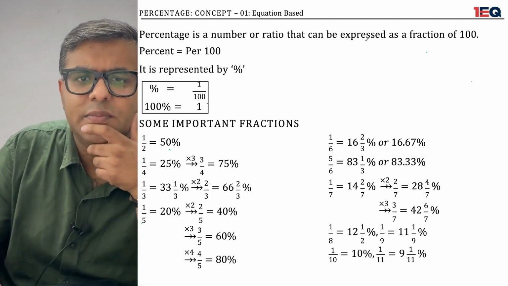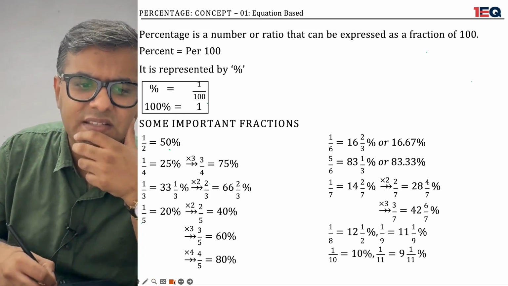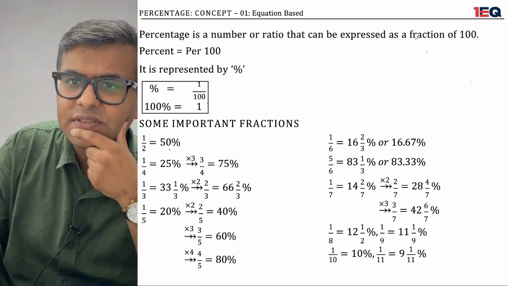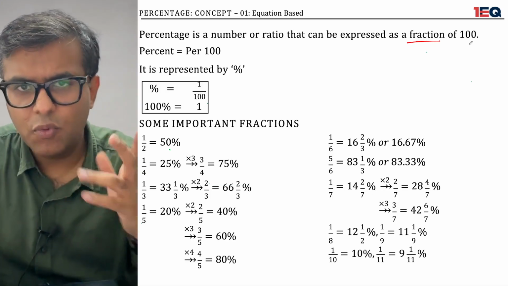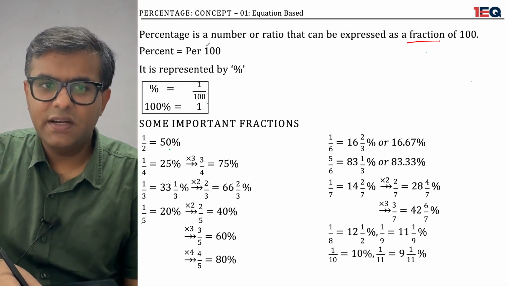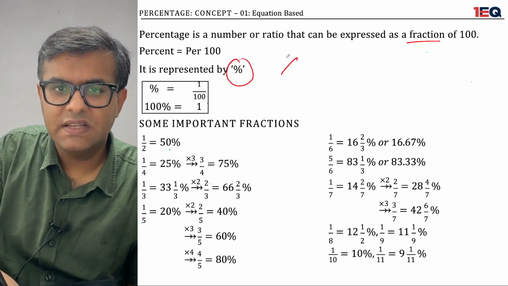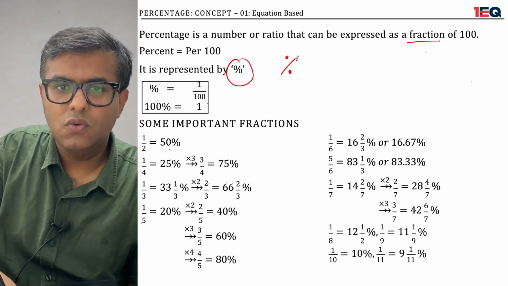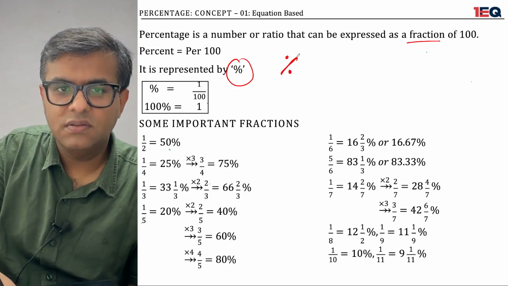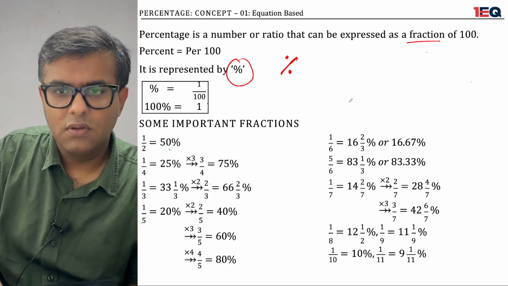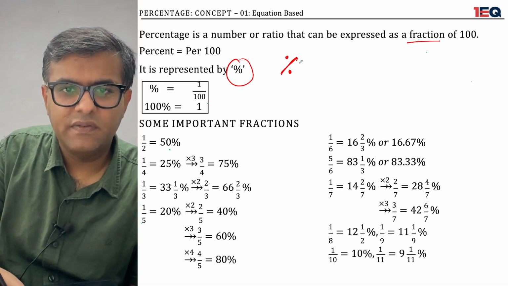So percentage is a number or a ratio that can be expressed as a fraction of 100, as a portion of 100. I've already talked about this. Percent being per 100, it is represented by this symbol of a slash with two small zeros around it. This is a forward slash, right?